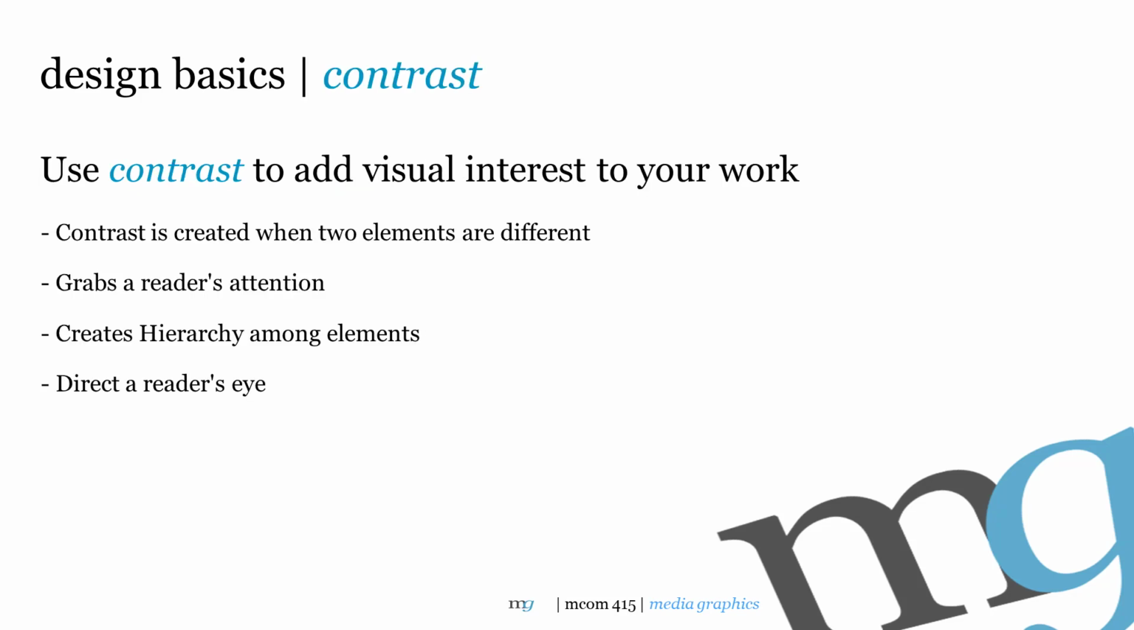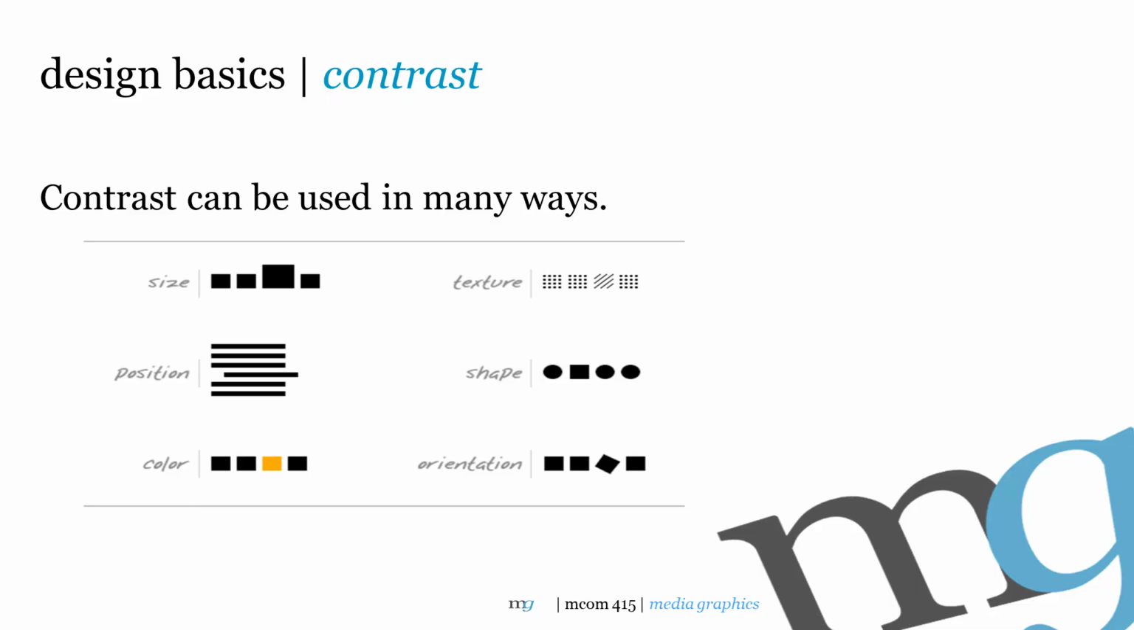So contrast is just what it sounds like. We don't want to have every element of the design be so similar to every other that there's nothing that grabs our reader's attention. We need to use contrast to show the reader that certain things are more important than other things, and we need to show contrast to help move the reader's eye. Now we can create contrast in a variety of ways. We can contrast sizes, we can contrast positions, we can contrast colors, we can contrast textures, shapes, or orientation.